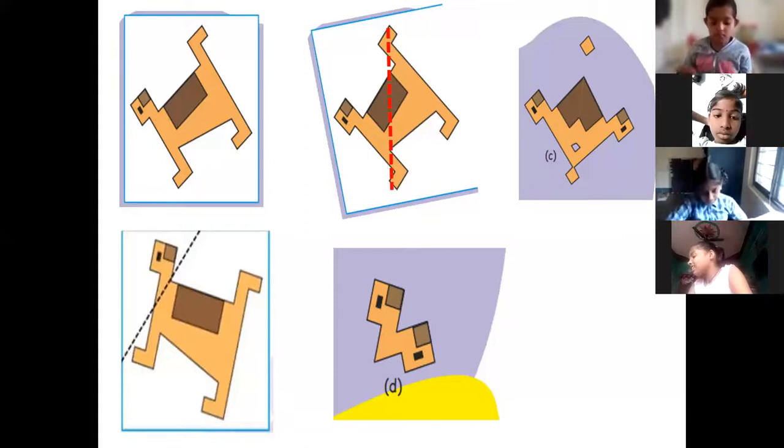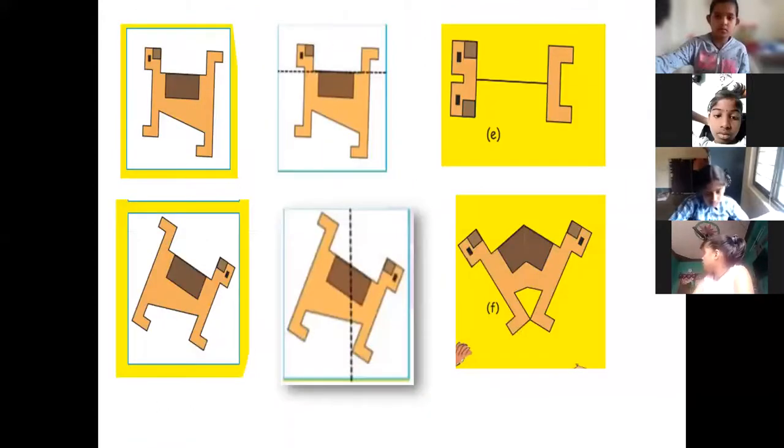You can see this. Practically, you can experience this. How to get the E image? It is shown there, neck and the tail. If you keep the mirror there, on the mirror, you can see the image which looks like E. You can try these activities. You will enjoy doing this.